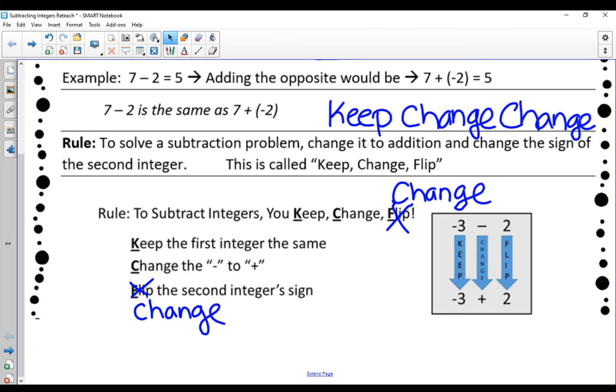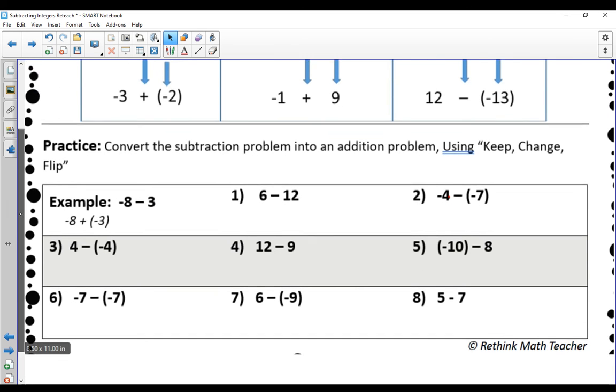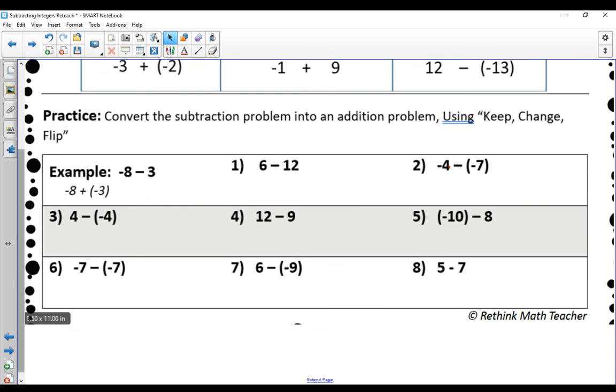And remember, keep, change, change is when you keep your first integer the same, you change your subtraction to that positive, and then you change the second integer sign. So that means a positive becomes a negative, and a negative becomes a positive. Okay? So here we go. We're going to look at the next page right here. Okay? So we are going to be looking at examples number 1 and 2 using that keep, change, change, so that way you know what you should be doing.